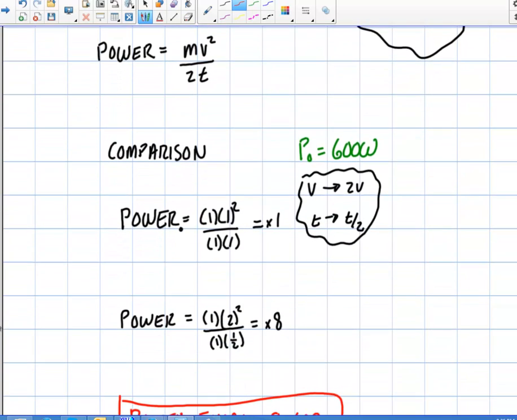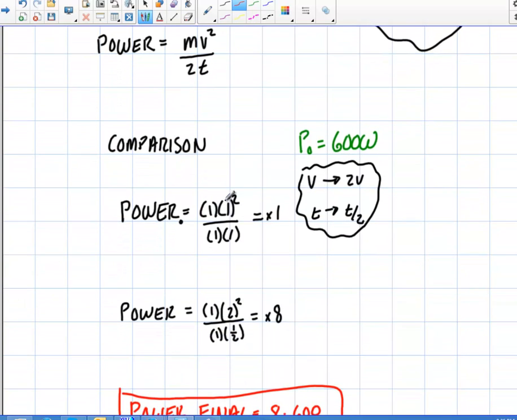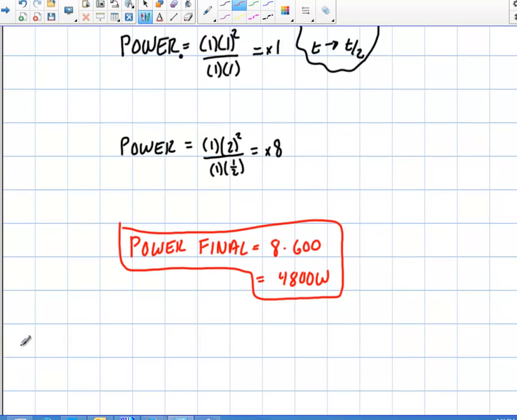Then I went down to my comparison. The initial one always starts with 1 for everything, so my initial basis is 1, and then it's very simple there. I doubled the speed or the velocity, so I put 2 there, and I did half for the time. I put half there, and I ended up with 8. So I know that it has to be 8 times the original power. So the final power is just going to be 8 times 600 or 4,800 watts.